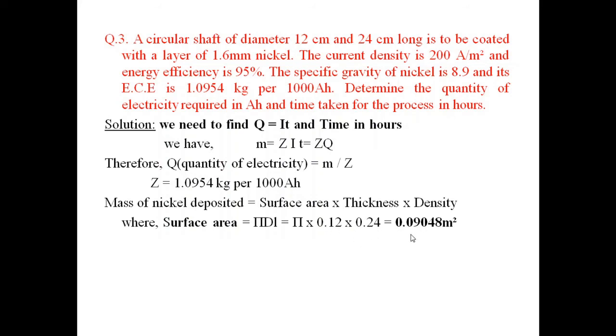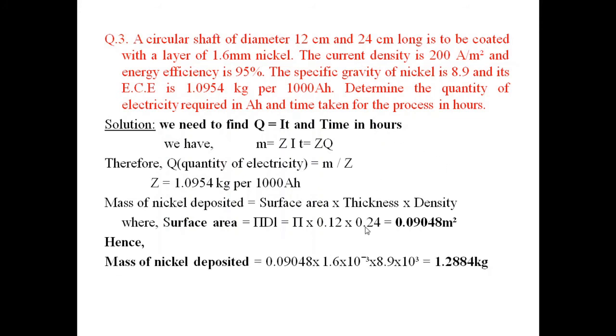When you multiply this, we get surface area in meter square. We want answers in meter square here, so thickness is given, everything I will keep in meters. Now you can find the mass of the nickel. Surface area we got, I substituted that. Thickness is given as 1.6 mm, so it should be multiplied as 1.6 into 10 to the power of minus 3, so that it will be in terms of meter.